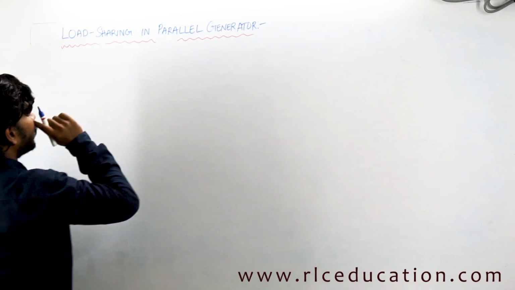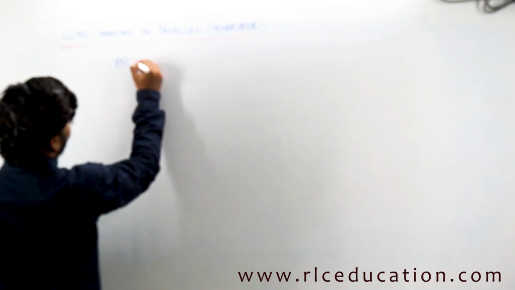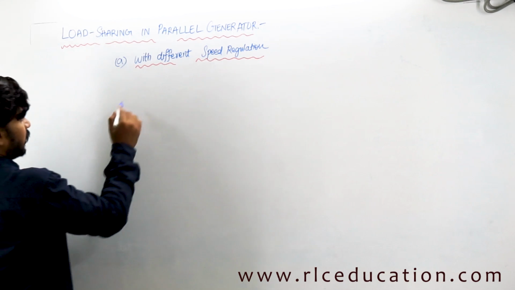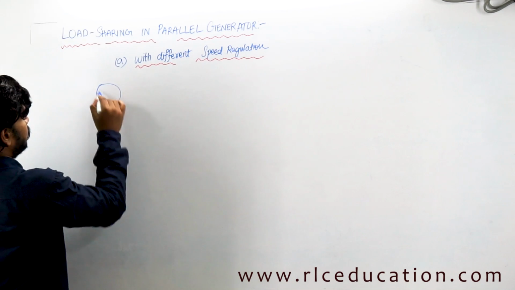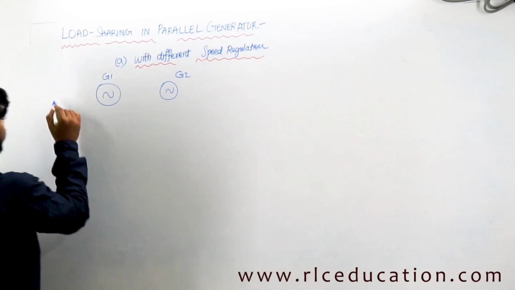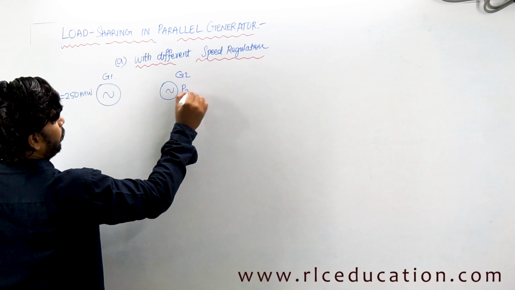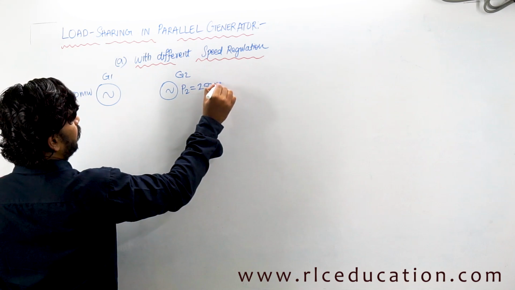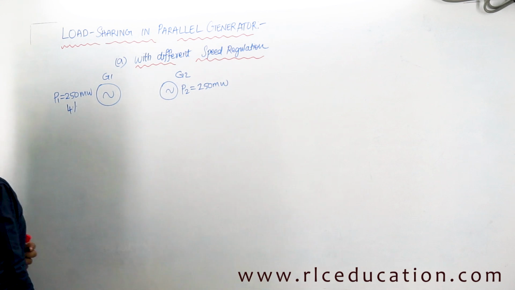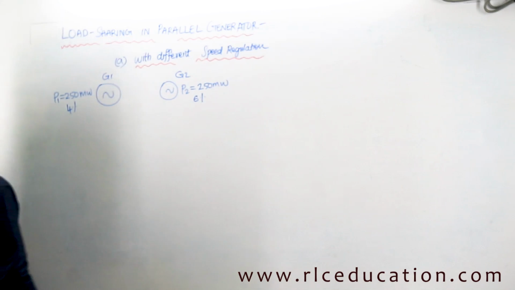The first situation is with different speed regulations. Consider there are two generators operating in parallel like this. This is generator 1 and this is generator 2, and the rating of generator 1, P1, is equal to 250 megawatt, and generator G2 rating P2 is another 250 megawatt. Let us say the regulation constant for generator 1 is 4% and the regulation constant for generator G2 is 6%.